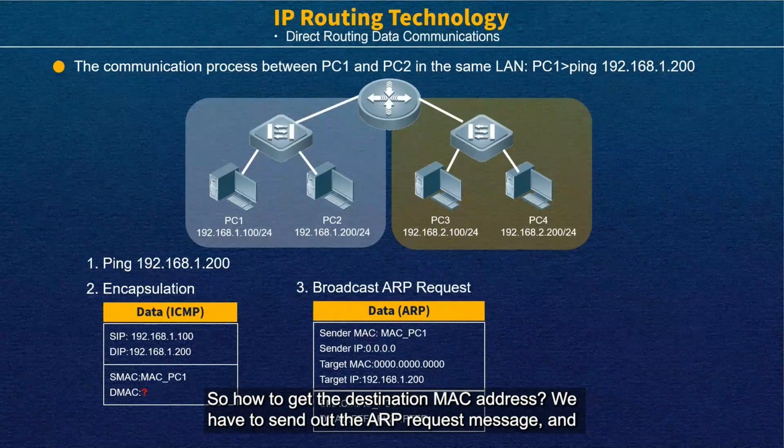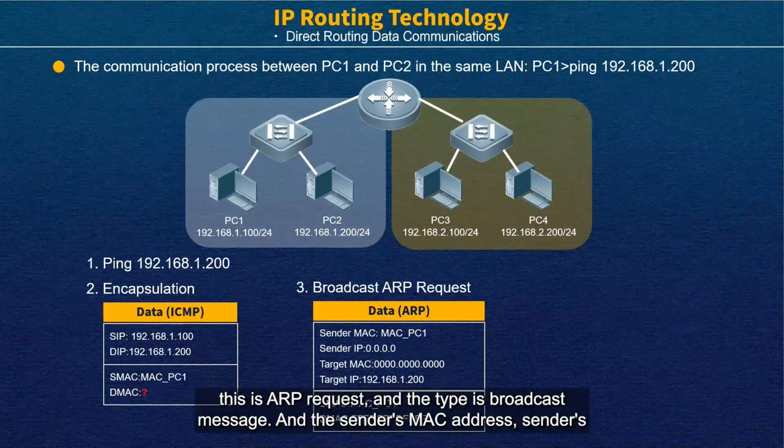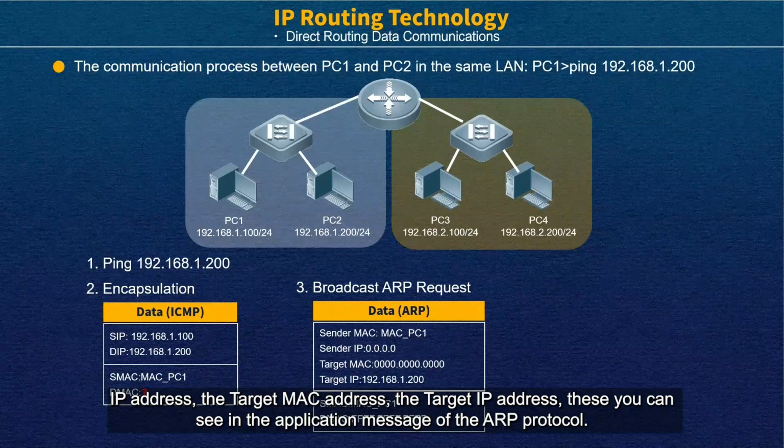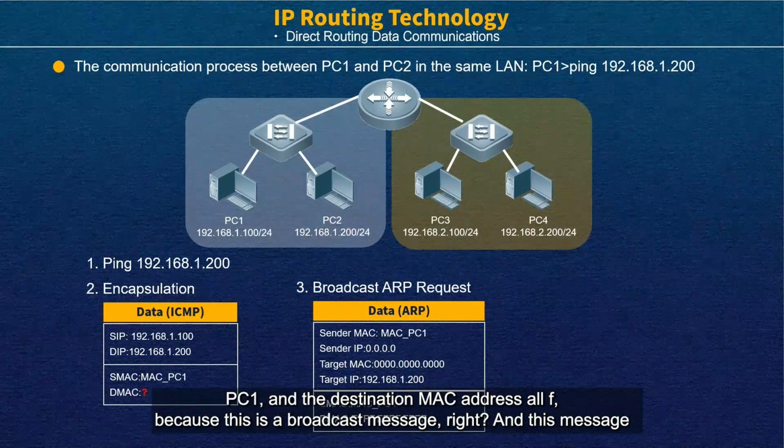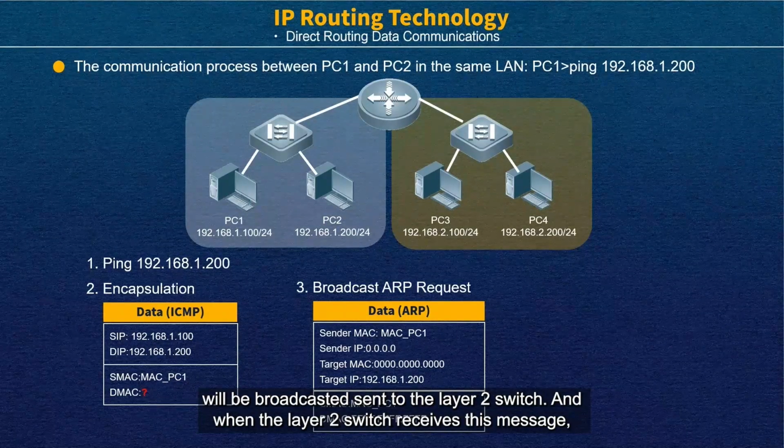We have to send out the ARP request message. This is an ARP request, and the type is a broadcast message. It contains the sender MAC address, sender IP, target MAC address, and target IP. You can say this is the application message of the ARP protocol, and you can think the ARP message belongs to the layer 2 protocol. The source MAC address is PC1, and the destination MAC address is all F's, because this is a broadcast message, right? This message will be broadcast to the layer 2 switch.